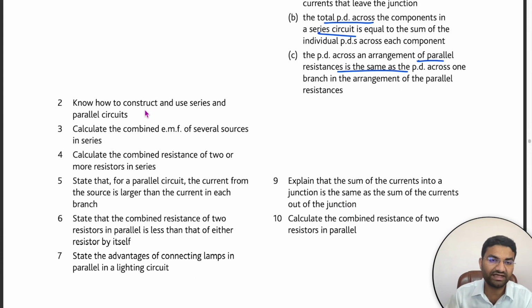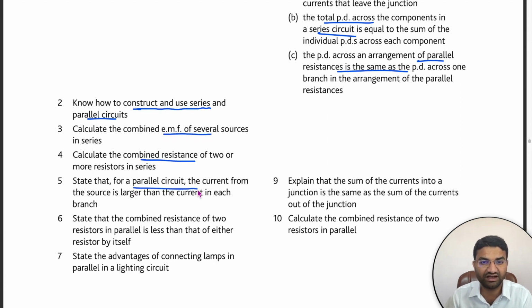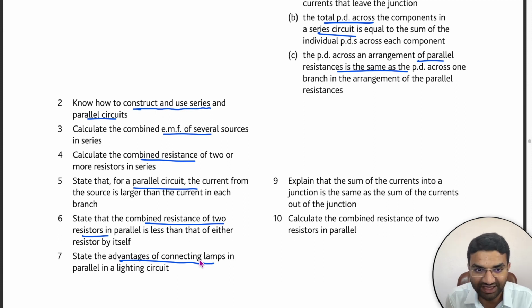Then next, as I told, here you have to understand the construction of series as well as parallel circuits, EMFs, then combined resistance in parallel circuits, the combined resistance of two resistors in parallel. Then the advantages of connecting a lamp in parallel as well as series circuits. So we have to discuss advantages and disadvantages relating to parallel as well as series circuits.